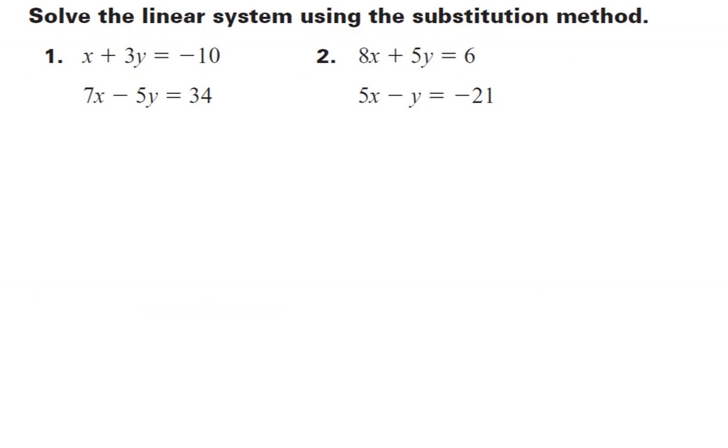Here are the two problems I'd like you to do for the warm-ups. Good luck, students.